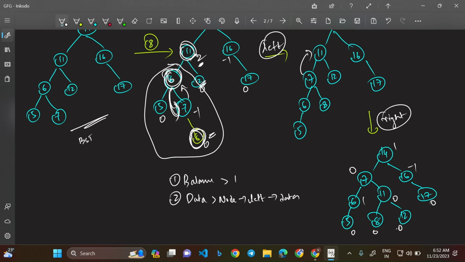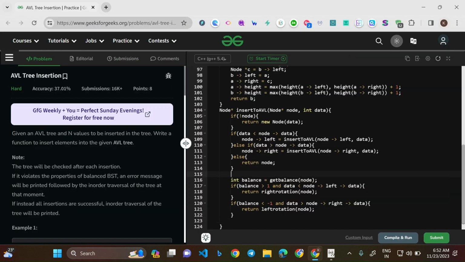I hope you people are getting it. So first we do the left rotation, and then we do the right rotation. And we'll write the same. Before that, it's important that we update the height here. Once we have inserted, we need to update the height. That's what I said at the beginning. So height of node's left and height of node's right, and +1.